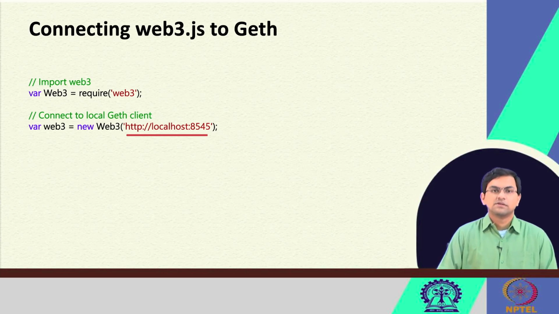to Geth. From this slide, in the second line, you can see var Web3 equal to new Web3, and inside that we are passing this argument which is the URL of the RPC over HTTP endpoint. So it is http://localhost:8545. 8545 basically is the port number where the Go Ethereum client has opened the RPC endpoint.